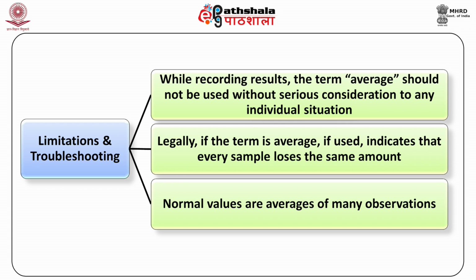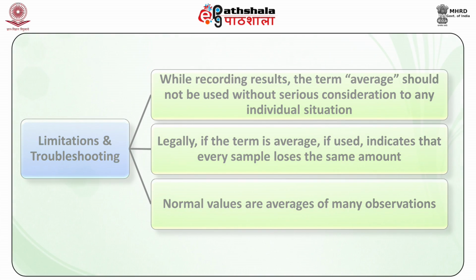For example, such terms can only be used if all samples lose an equal amount of drug with negligible variations after preservation. But in actual practice, some samples lose more and some hardly lose any amount. Legally, the term average, if used, indicates that every sample loses the same amount. Normal values are averages of many observations.